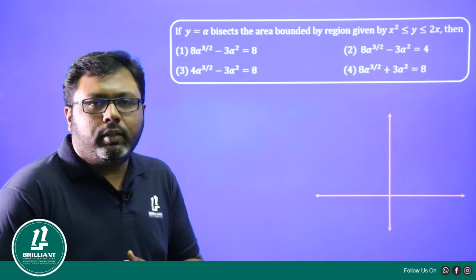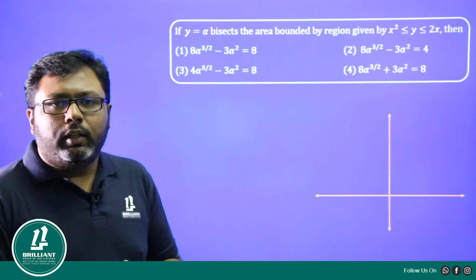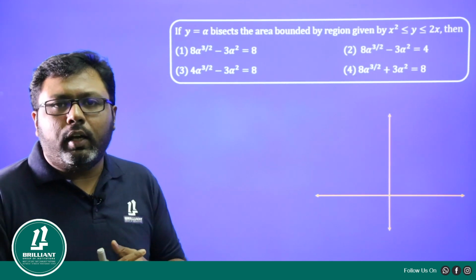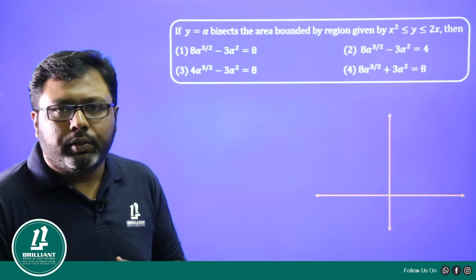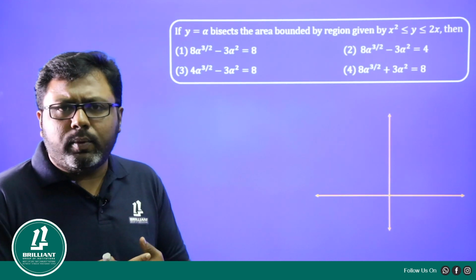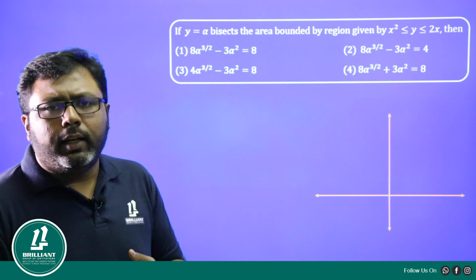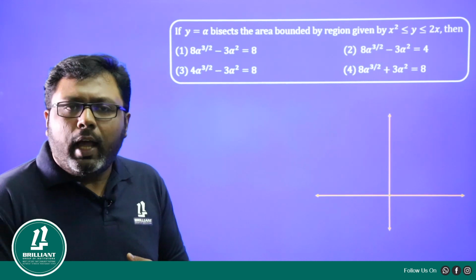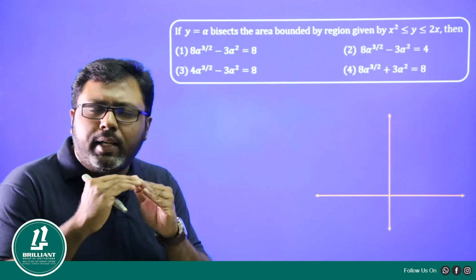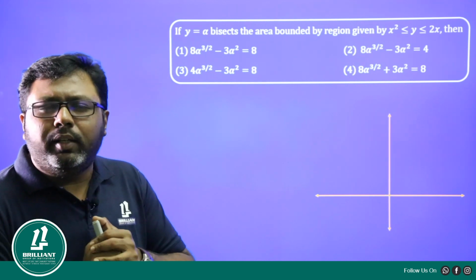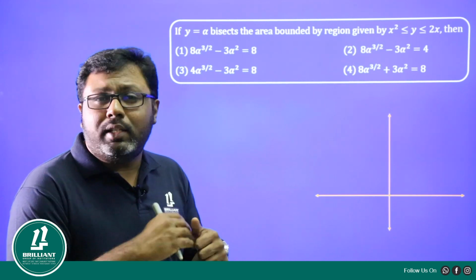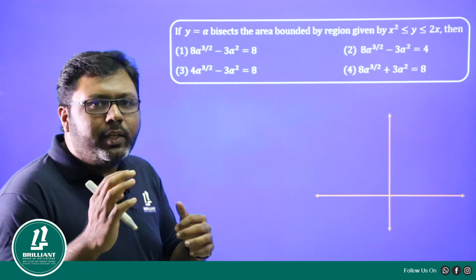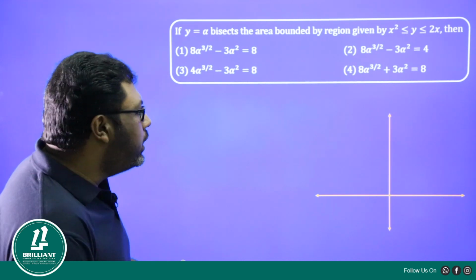Now the next question, you can see that they're asking you to find the area bounded by the region given by x squared less than or equal to y less than or equal to 2x. Okay, and this region is bisected by the line y is equal to alpha. Y is equal to alpha is a horizontal line. Yes, now we just need to understand what is the area they're talking about.